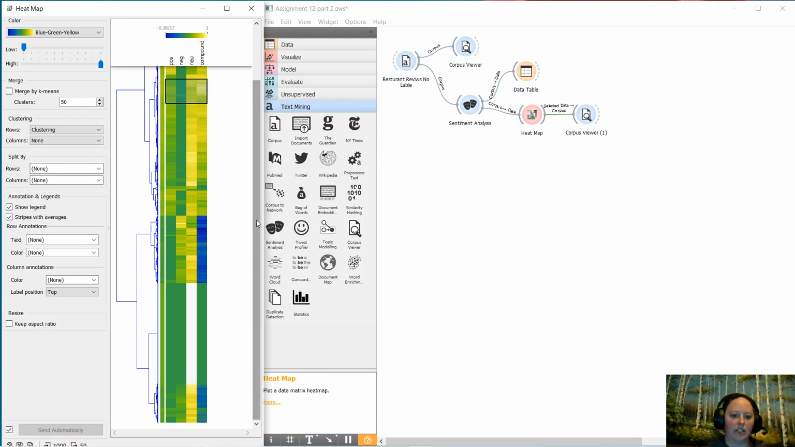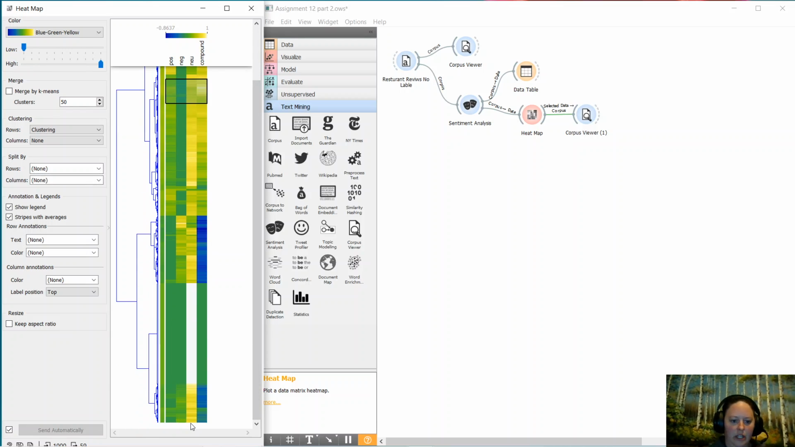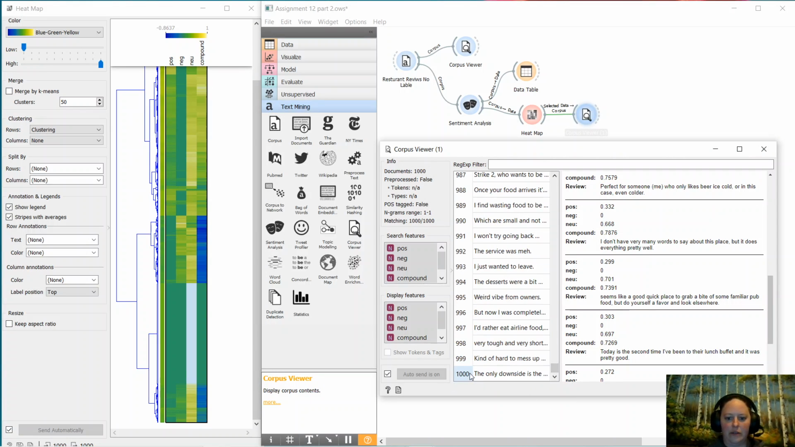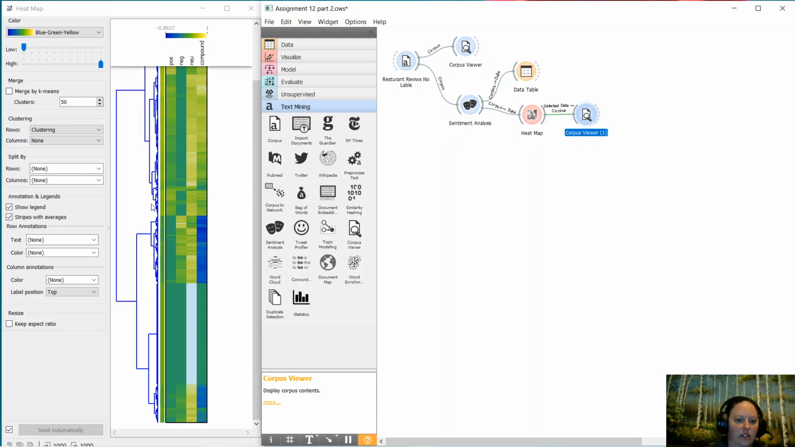So with this information that we see here, we are going to look at a heat map. Here's the heat map here on the side. There are 1,000 reviews in here, so we can look at all of them through the corpus viewer. So that explains that.